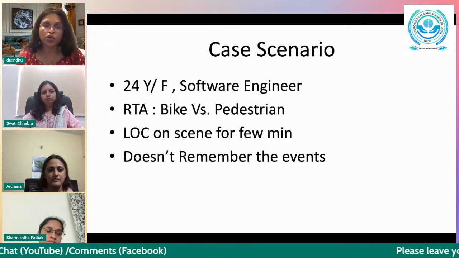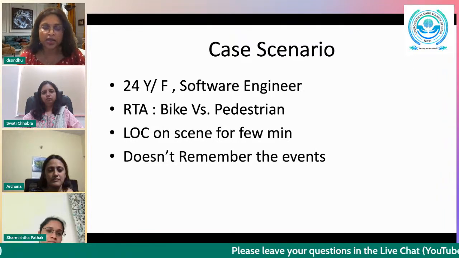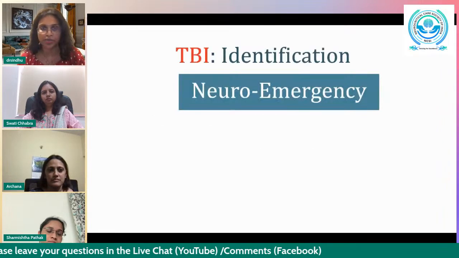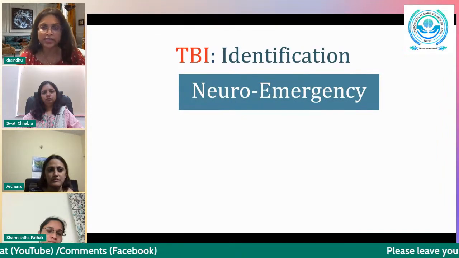There's a 24-year-old female, and she's a software engineer. She was walking on the road and she was hit by a bike. She had a loss of consciousness for a few minutes on the scene, and she has event amnesia. She doesn't remember the events. So the first step is to identify that it is a traumatic brain injury and this is a neuro emergency.